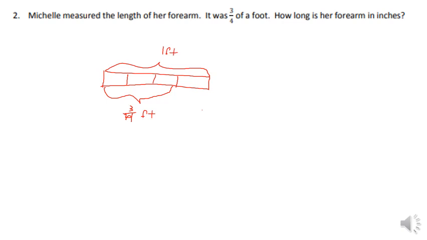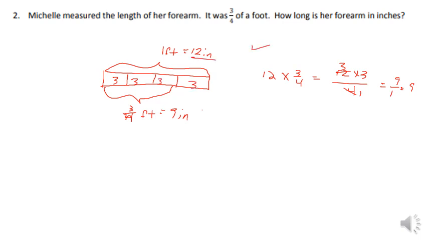It wants it in inches, so I know 1 foot equals 12 inches, so 12 inches times 3/4 of a foot equals 12 times 3 over 4. 4 goes into 4 one time, 4 goes into 12 3 times, which equals 9 over 1, so it equals 9. So 3/4 of a foot equals 9 inches. Now 9 inches is split across 3/4, so I know to be 3 each when I fill them out. 3 times 4 equals 12, so it checks. So her forearm was 9 inches long.